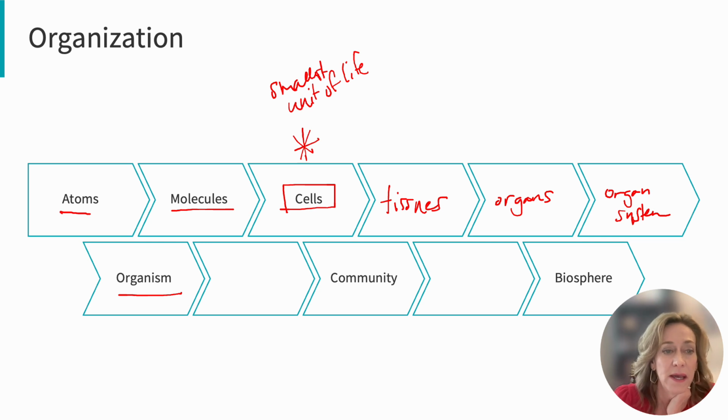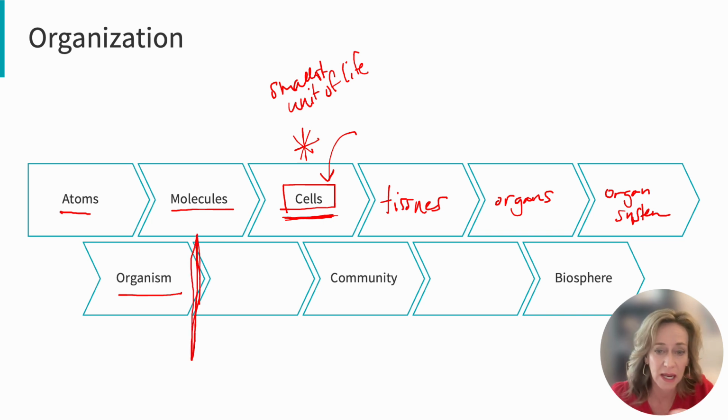Some full living organisms get only to the cell. That's all they get to. They don't have tissues, organs, or organ systems. Some organisms are only single-celled. But complex organisms can have tissues, organs, organ systems, and an organism. Now I'm going to draw a line here. This line is the difference between an individual living organism and groups of organisms.